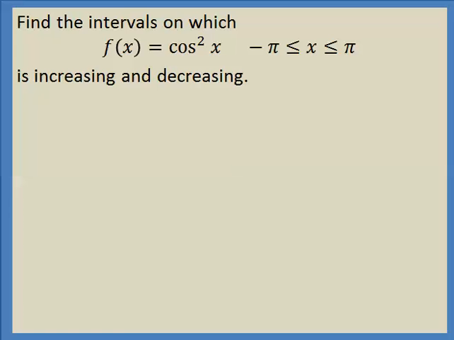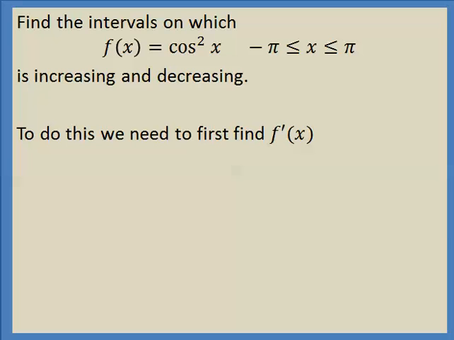4.2.24. For this problem, we're looking for where the function f equals cosine squared x. We're looking for where the function is increasing and decreasing on the interval negative pi to pi. To do this, we need to find f prime.